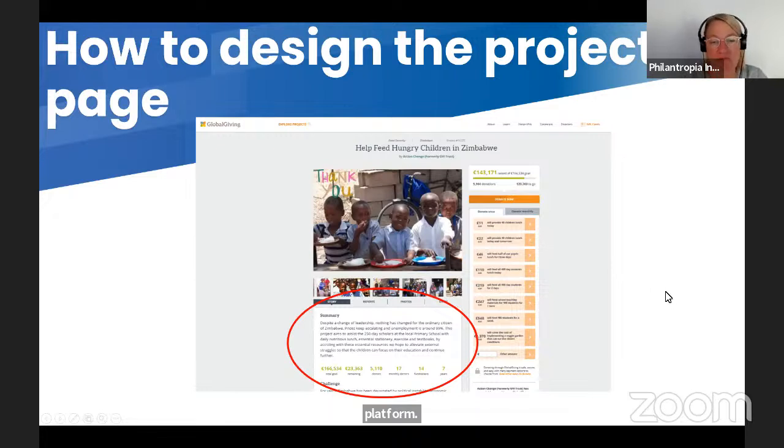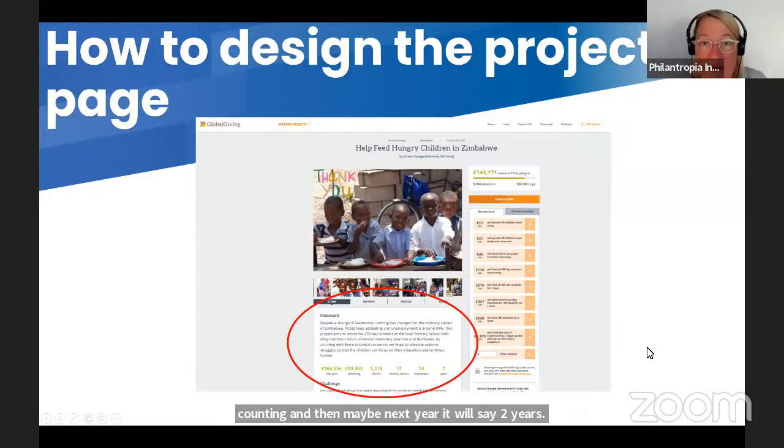So if you are thinking about doing a crowdfunding campaign next year, I would recommend you already register now, because then that time starts counting, and then maybe next year it will say 2 years, and that's already better than 1 year. But all those things can be compensated if your content is great. Just the more supporters you have, the more track record you have on the platform, the easier it will be for people to trust you, and trust is always an issue in these circumstances.